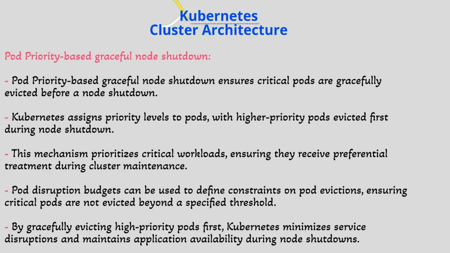Pod priority-based graceful node shutdown. Pod priority-based graceful node shutdown ensures critical pods are gracefully evicted before a node shutdown. Kubernetes assigns priority levels to pods, with higher priority pods evicted first during node shutdown. This mechanism prioritizes critical workloads, ensuring they receive preferential treatment during cluster maintenance. Pod disruption budgets can be used to define constraints on pod evictions, ensuring critical pods are not evicted beyond a specified threshold. By gracefully evicting high-priority pods first, Kubernetes minimizes service disruptions and maintains application availability during node shutdowns.